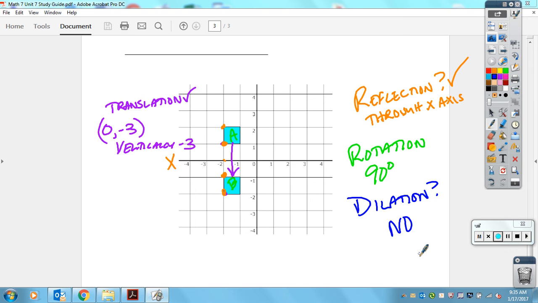Again, you can have a dilation where you stay in the exact same spot, or you go to the exact opposite side. That's a dilation of -1. But in this case, you can't just move over an adjacent quadrant. It is not a dilation. So it is a reflection, it is a rotation, it is a translation, it is not a dilation.